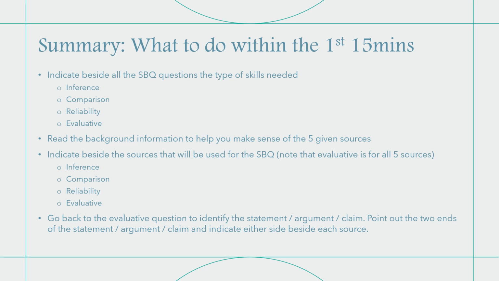Then after that, you will go back to the SBQ, the last evaluative question. Identify the key statement, the key argument, or the key claim. From there, you point out the two ends of the statement, the argument, or the claim. And in this case, it is migrant workers are well treated, migrant workers are badly treated. Now, using the two ends of the extreme, you decide on each source.